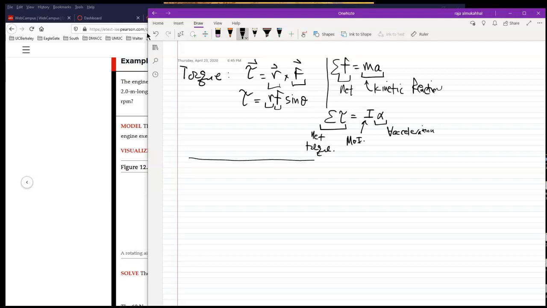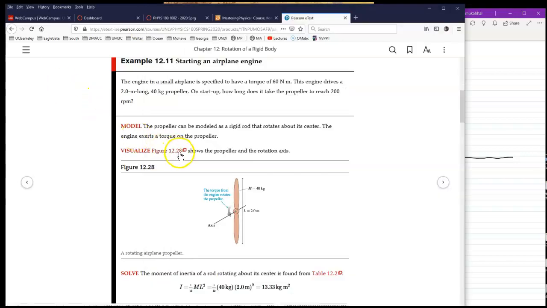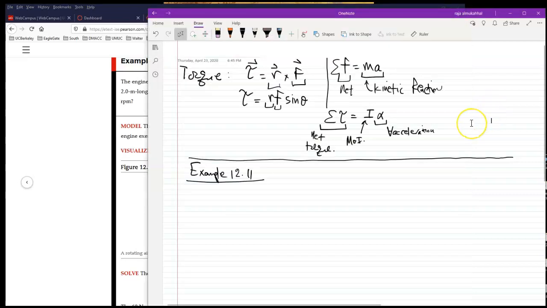So we will begin with the example from the book, 12.11. Here it is. Let's read it together. It says starting an airplane engine. The engine in a small airplane is specified to have a torque of 60 Newton meter. Remember the unit of torque is Newton meter. I would say more appropriately meter Newton, because if you remember, it's right here.